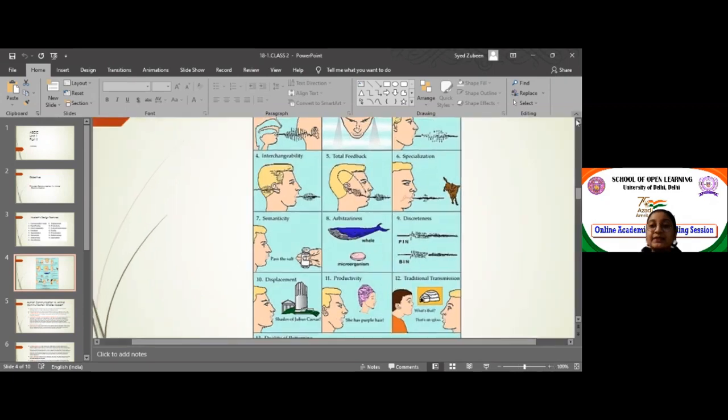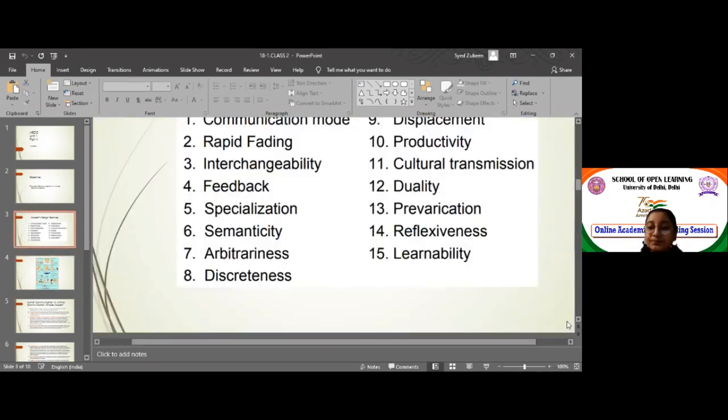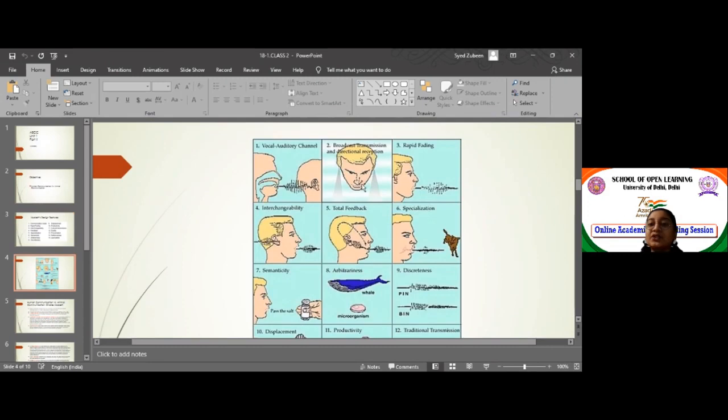So let's have a look at this diagram once again. Broadcast transmission and directional reception. Our ears are trained to understand where the sound is coming from, or where we're supposed to turn to hear what is being said to us. Also, the way we speak, our mouth is trained to speak to the person who is going to be in front of us.